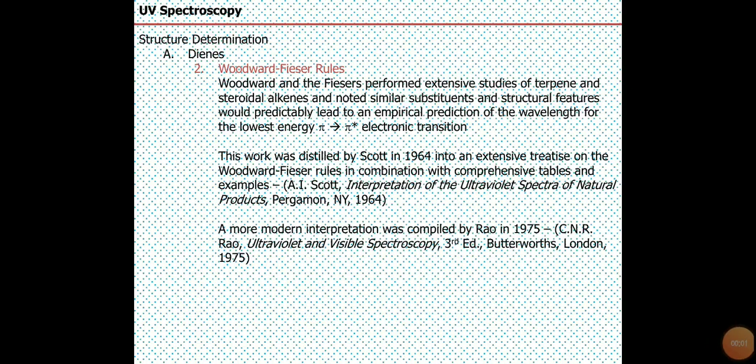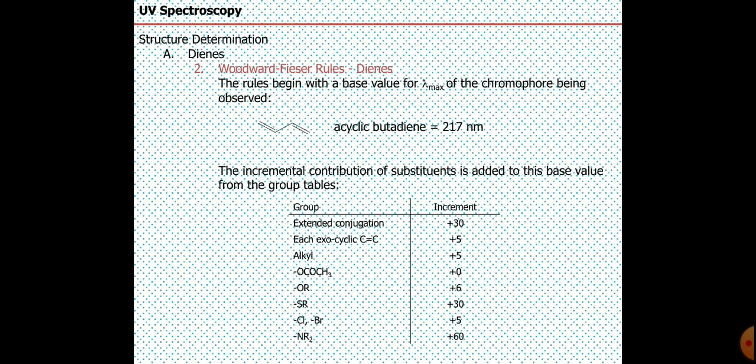For structure determination of dyes, the Woodward-Fieser rule is used, and we know that in dyes, one important type of transition occurs, that is pi to pi star. So different types of steps or rules are given, used to determine the lambda max value. First of all, let us see the lambda max value for acyclic butadiene.